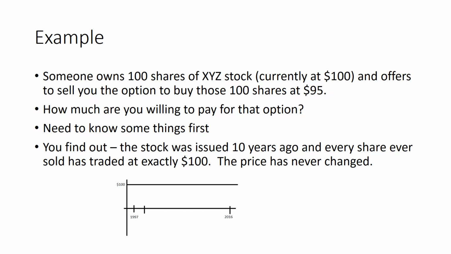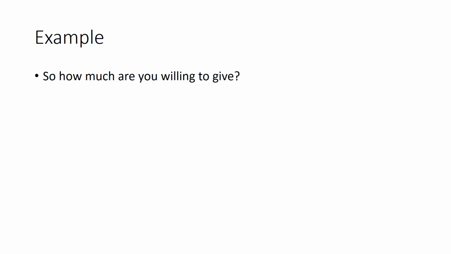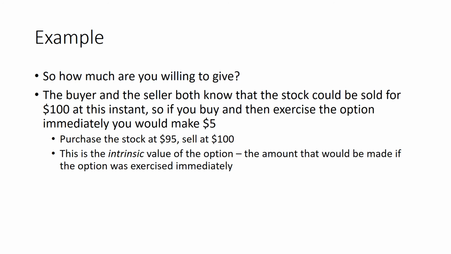So you do some research, and you find out the stock was issued 10 years ago, and every share ever sold has traded at exactly $100. The price has never changed. So now you want to know, how much is this option worth? So how much are you willing to give? Well, the buyer and the seller both know that the stock could be sold for $100 at this instant. So if you buy and then exercise the option immediately, you'd make $5 because you'd buy it at $95 and sell it at $100. So this is the intrinsic value of the option.